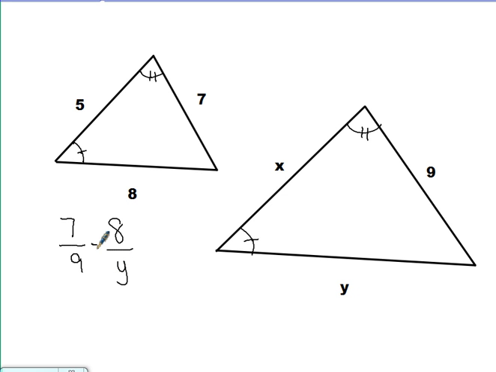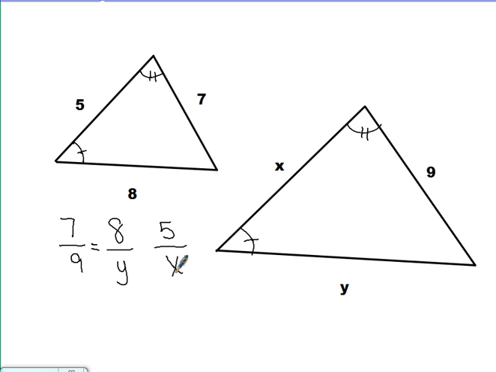We have two ratios. If we set them equal to each other, we have a proportion, and all we need to do to solve a proportion is cross multiply and divide. We can do that and solve for y. All right, let's go ahead and take the last side. We have side 5. It's proportional to side x.